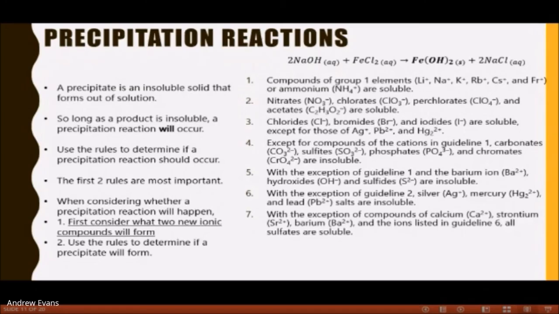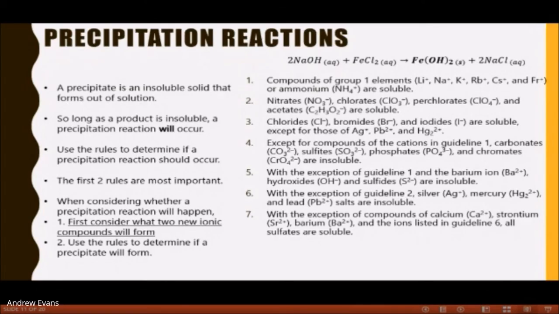Elements of group 1, so lithium, sodium, potassium, rubidium, cesium, francium, and of the compound ammonium, NH4. Anything mixed with those are always soluble. That doesn't mean we can't have them as solids. It just means the second we add them to water, they will dissolve. They will dissolve in large quantities. Sodium chloride will dissolve in large quantities. Now, if I add enough sodium chloride, eventually it will precipitate. If I add enough, it is possible to have a saturated solution.